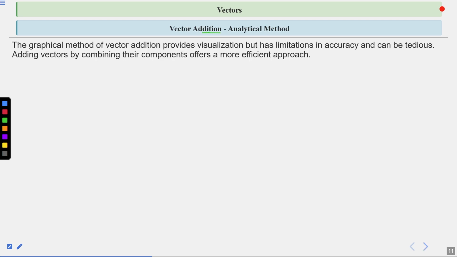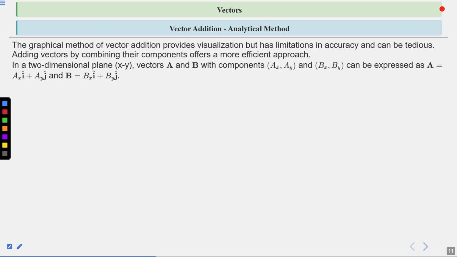Vector addition: analytic method. The graphical method of vector addition provides visualization but has limitations in accuracy. So here we will use the analytical method. In a 2-dimensional plane, the coordinates are x, y. Vectors A and B with their components Ax, Ay and Bx, By can be expressed as: A vector is equal to Ax i cap plus Ay j cap and B vector is equal to Bx i cap plus By j cap.